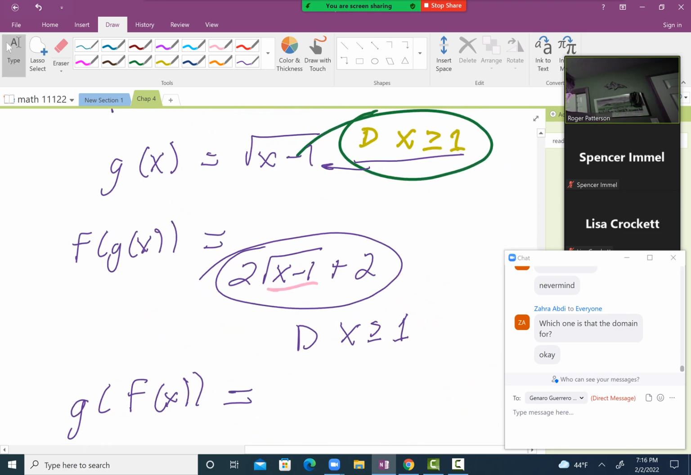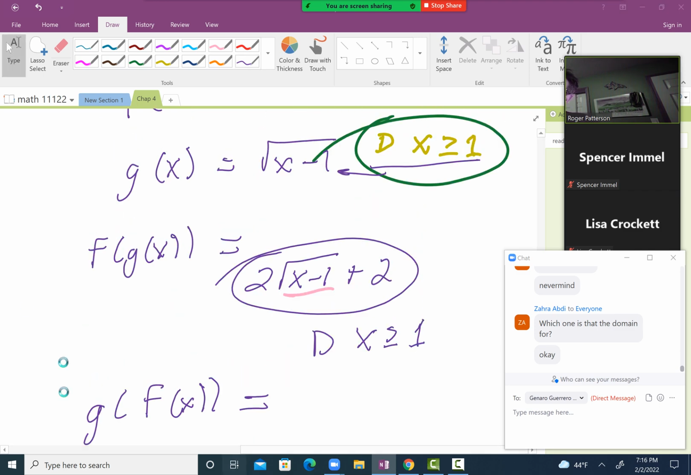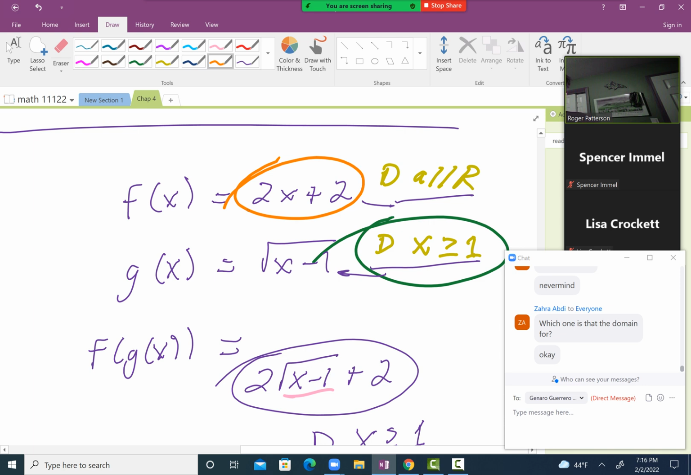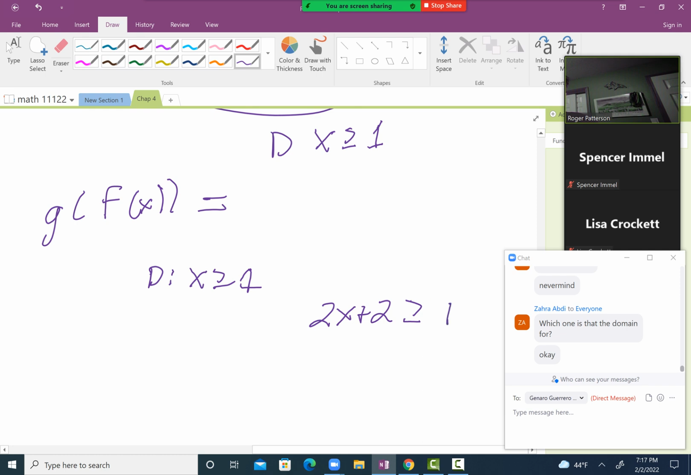Now I'm going to take this 2x plus 2 and stick it into the x minus 1. The problem is that the domain for x minus 1, that's the g function, has to be that. When I take the 2x plus 2 and substitute that in, my domain is all real numbers and my range is all real numbers. But the problem is that some of those range numbers, those outputs, aren't going to work as my inputs, because I'm going to get negative numbers. Uh-oh. How do I fix that? Here's what I've got to do: take 2x plus 2 and set it greater than or equal to 1. Because when I do that, all the x values I get are going to work.